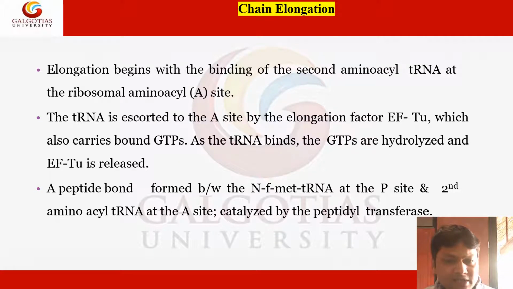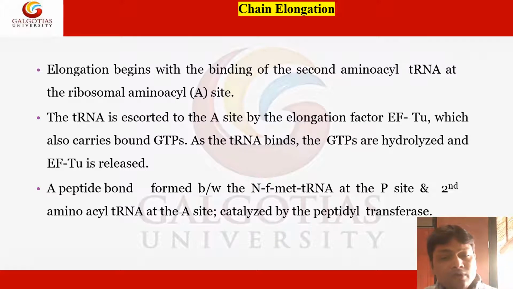Now the chain elongation step. The elongation step begins with the binding of the second amino acid transfer RNA at the A site. The transfer RNA is escorted to the A site by the elongation factor, that is EF-Tu, which also carries a bound GTP molecule. As the transfer RNA binds, the GTP is hydrolyzed and EF-Tu is released.